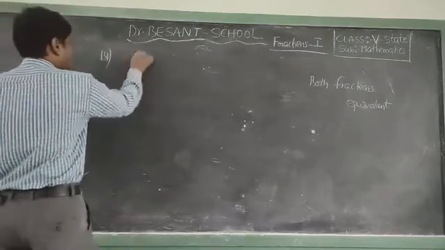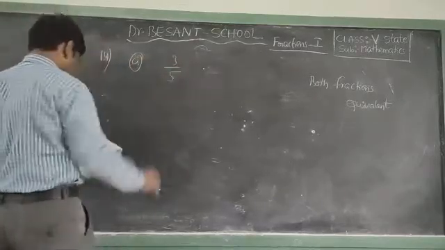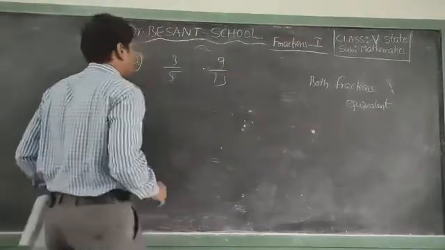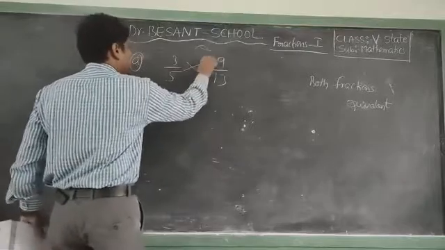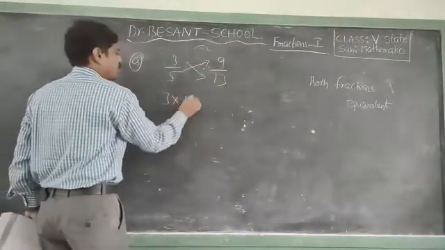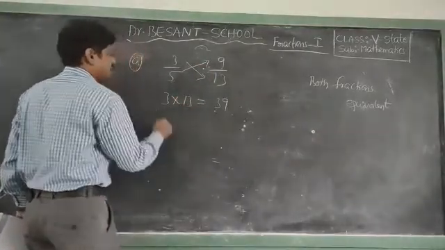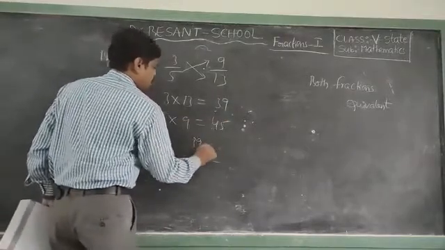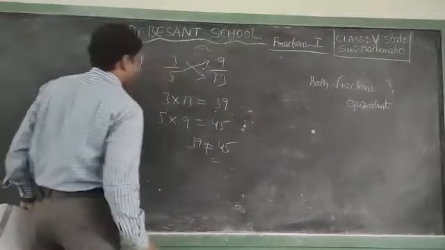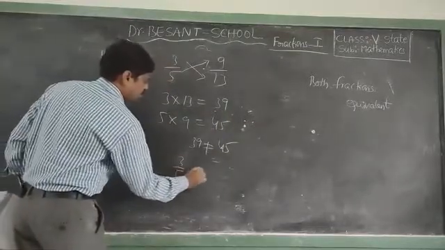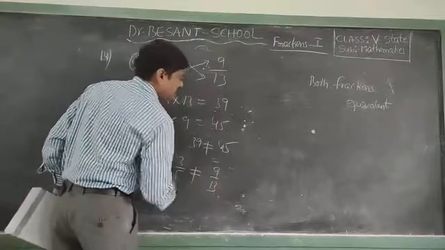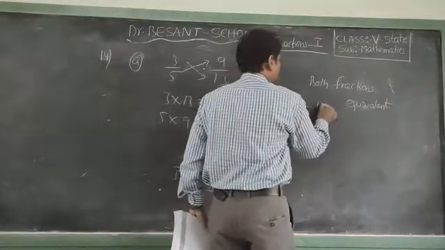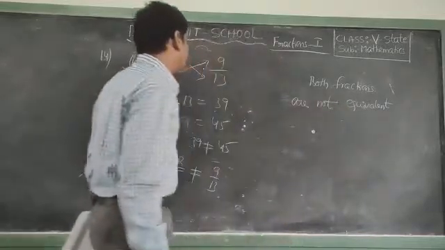3 by 5 and 9 by 13. So find out the cross product. 3 into 13 is 39, 5 into 9 is 45. 39 is not equal to 45. That's why 3 by 5 is not equal to 9 by 13. So both fractions are not equivalent.